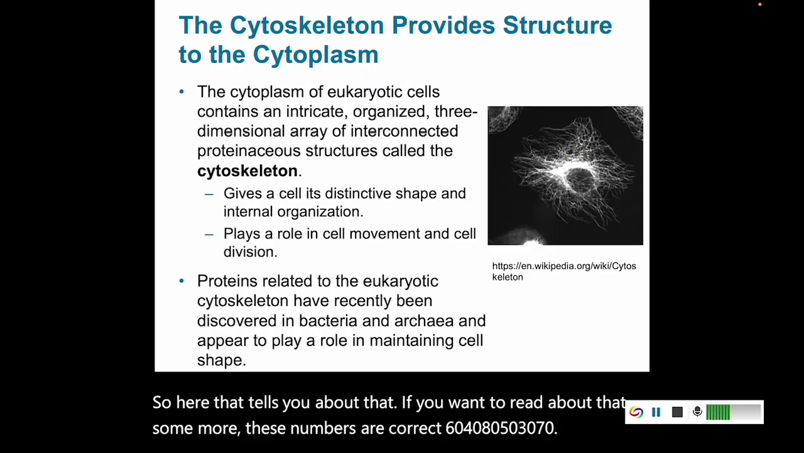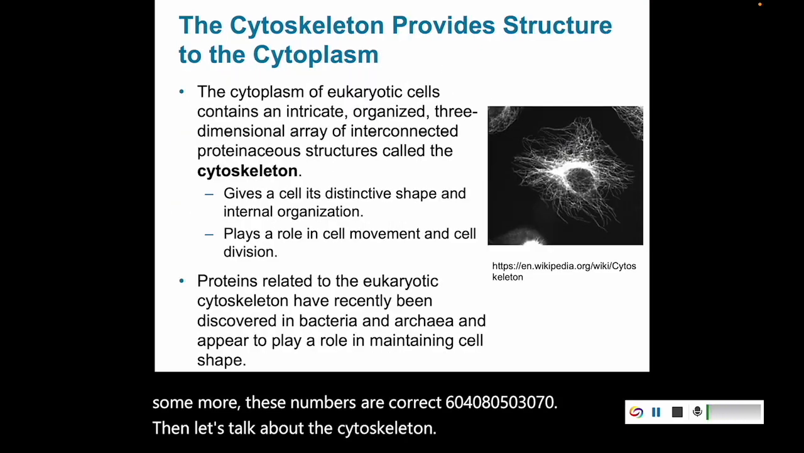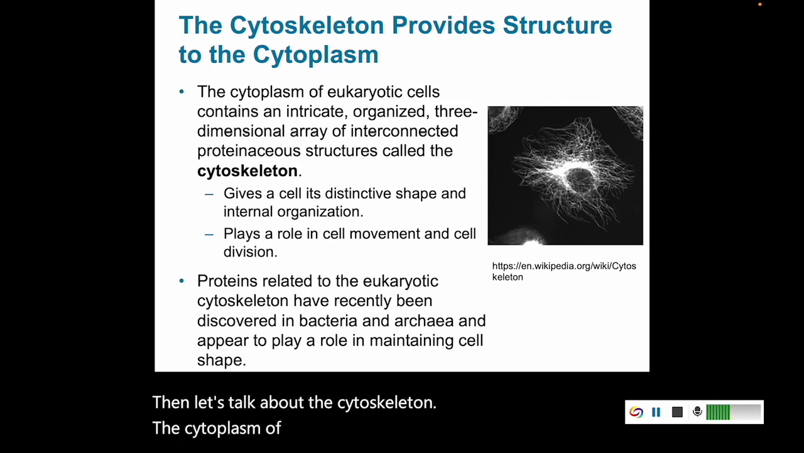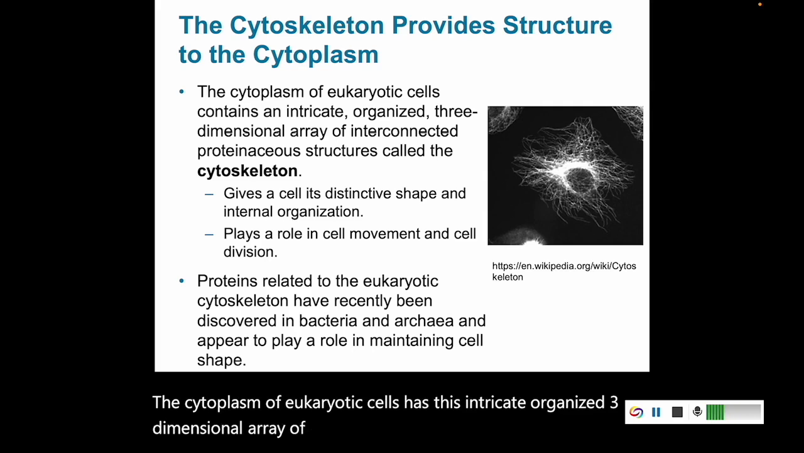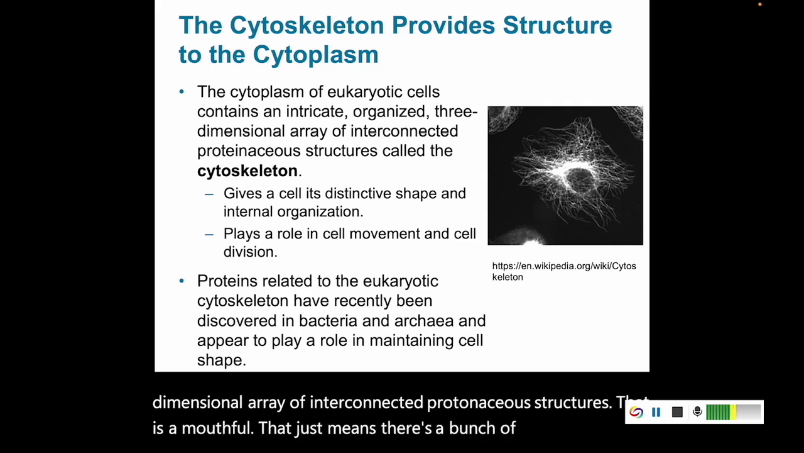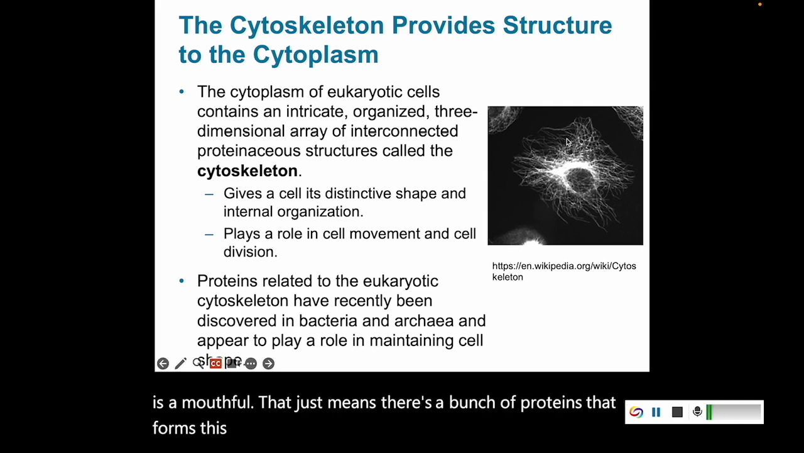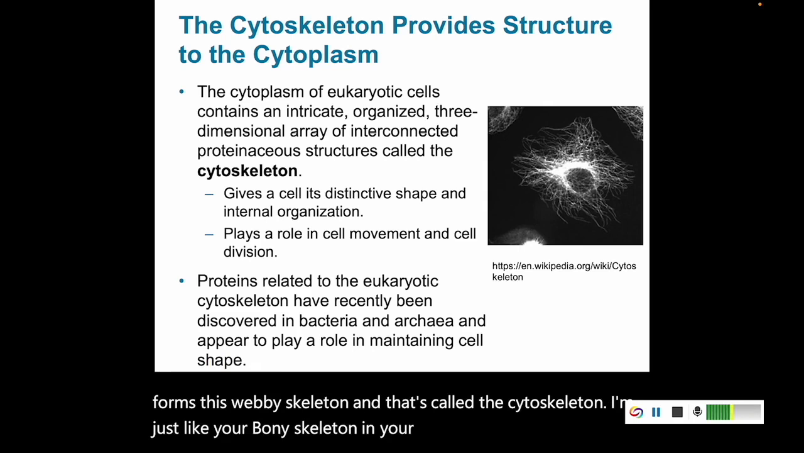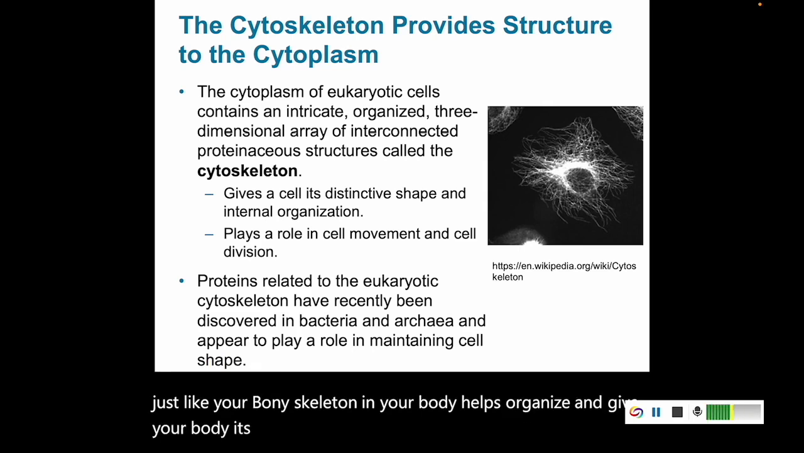Then let's talk about the cytoskeleton. The cytoplasm of eukaryotic cells has this intricate, organized, three-dimensional array of interconnected proteinaceous structures. That is a mouthful. That just means there's a bunch of proteins that forms this webby skeleton, and that's called the cytoskeleton. Just like your bony skeleton in your body helps organize and give your body its shape, the cytoskeleton helps a cell have its distinctive shape and internal organization.